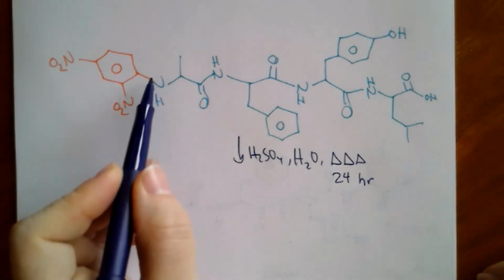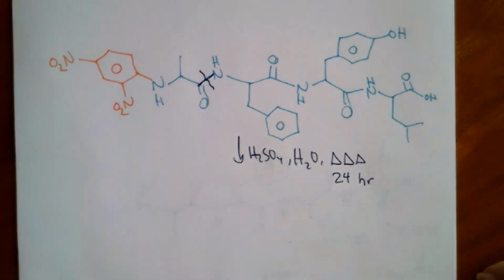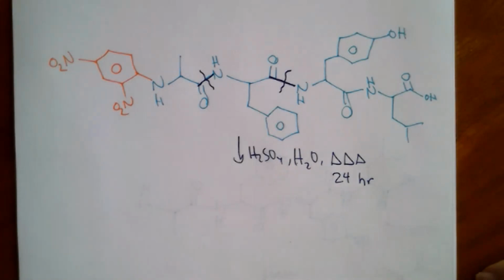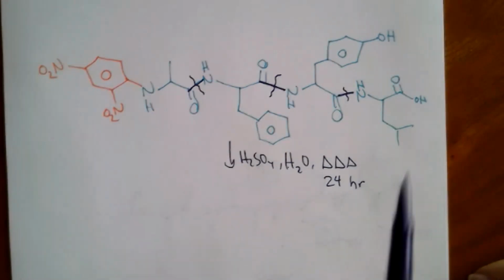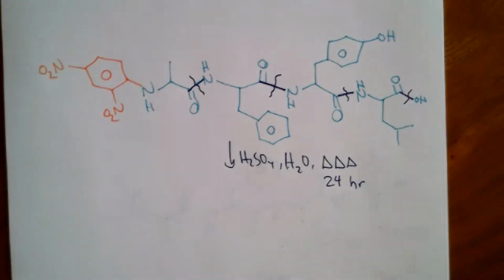Is this an amide? Amide, we're going to hydrolyze this one. Amide, we're going to hydrolyze this one. Amide, we're going to hydrolyze this one. And officially, this is a carboxylic acid, so that thing could be hydrolyzed. That thing could exchange if we were doing isotopic labeling or something. You could exchange that thing too.